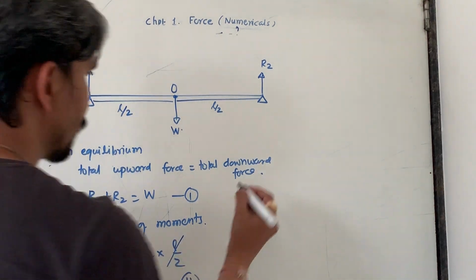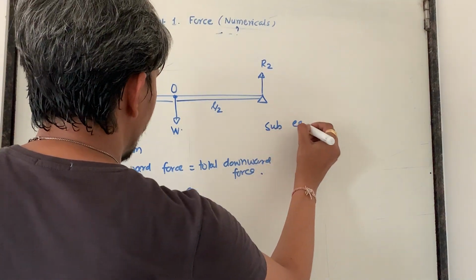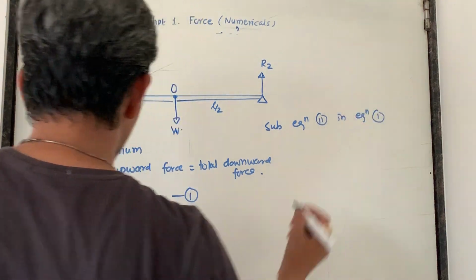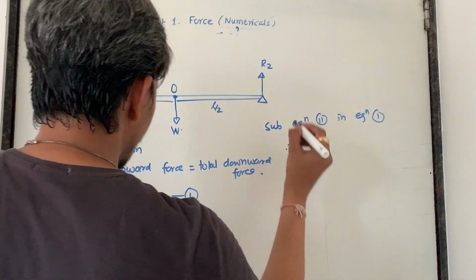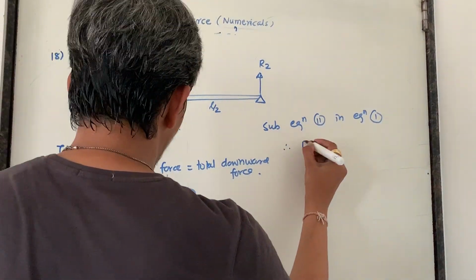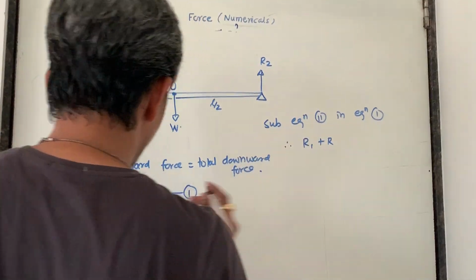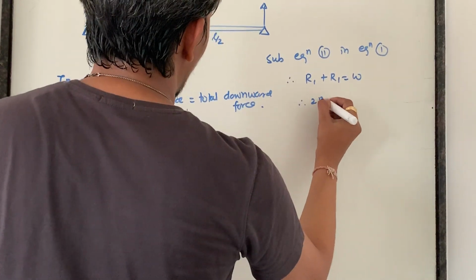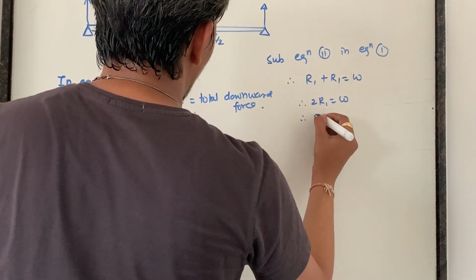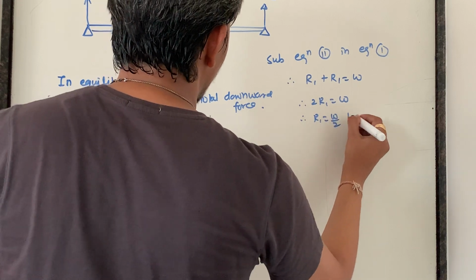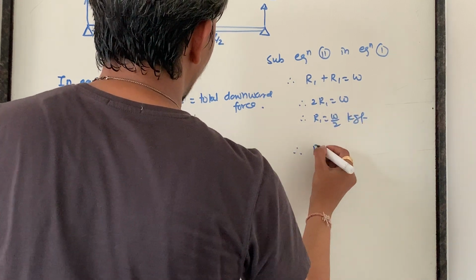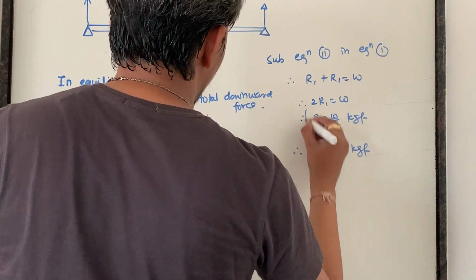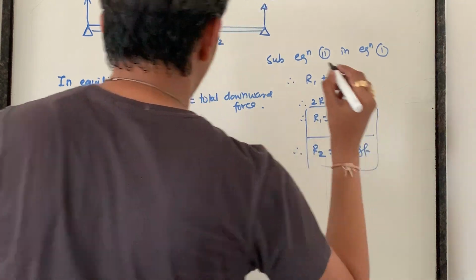Now what I will do is substitute equation 2 in equation 1. So what you will get is R1 plus, instead of R2 I am putting R1, is equal to W. So this is 2R1 is equal to W. So R1 is W by 2 kgf, and therefore R2 is also W by 2 kgf. So these are the two answers, right?